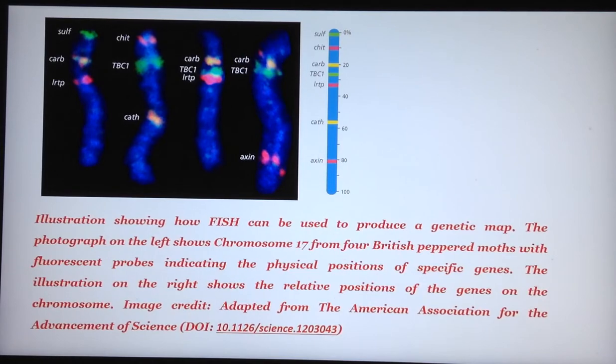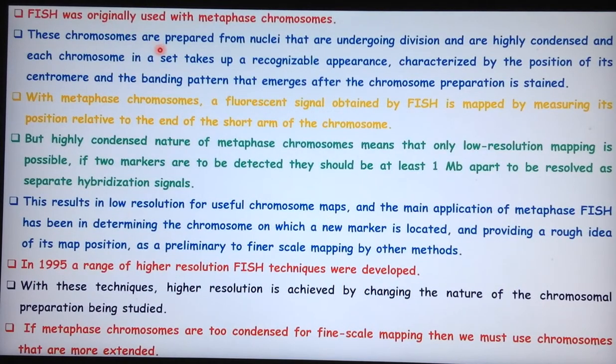on a particular chromosome. FISH was originally used with metaphasic chromosomes, and these chromosomes were prepared from nuclei which are undergoing division, and the fluorescent signal obtained in FISH is mapped by measuring its position relative to the end of the short arm of the chromosome. But metaphasic chromosomes are highly condensed, so resolution is not very good because of the high condensation of the chromosome. So resolution is low. So we have a few more modifications before we process these chromosomes for fluorescence in situ hybridization.